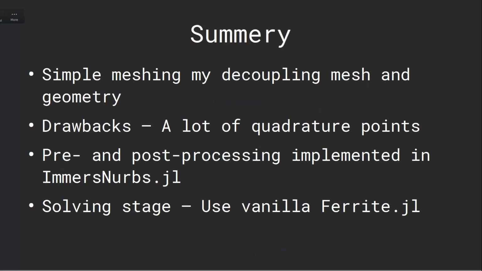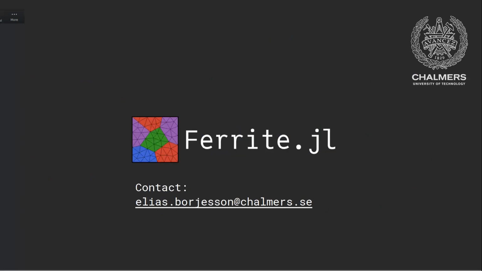Just to summarize, I've shown you the immersed approach, which provides a simple way of meshing your geometry if it's complex. The drawback is that you usually get a lot of quadrature points, so you typically need to parallelize your assembly loop. I've implemented some pre and post-processing steps in Immersed NURBS. If you want to use this software, you can hit me up. The solving stage can be done in pretty much vanilla Ferrite. Okay, thank you.